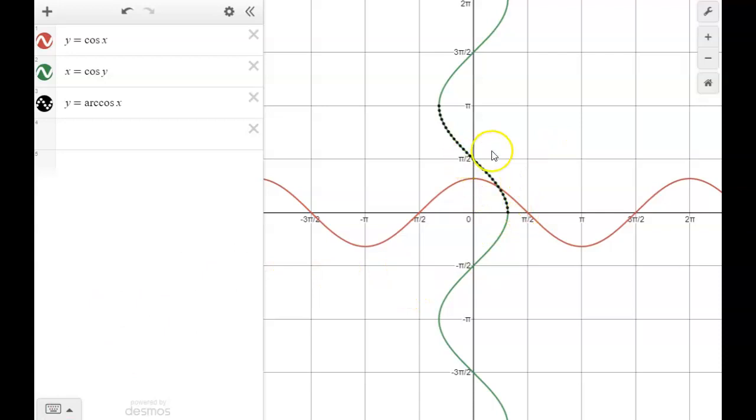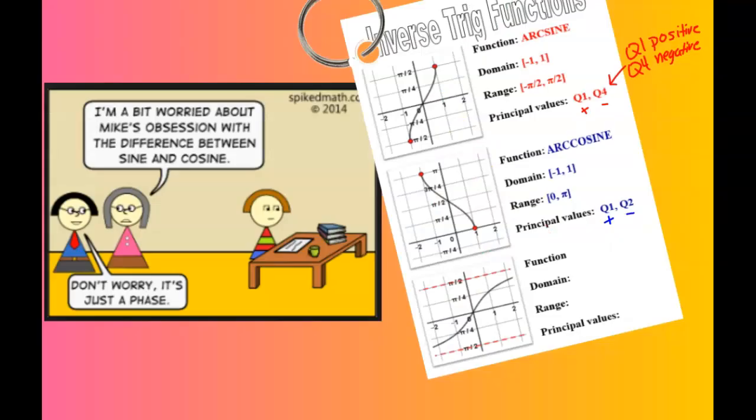From 0 to pi over 2, that is quadrant 1, and cosine is positive in quadrant 1. From pi over 2 to pi, that represents quadrant 2 on the unit circle, and cosine is negative in quadrant 2. So these are our principal values in quadrants 1 and 2, with the positive principal values coming from 0 to pi over 2 in quadrant 1, and negative principal values in quadrant 2, which is pi over 2 to pi. And we can summarize that in the notes on the front of your notes booklet.